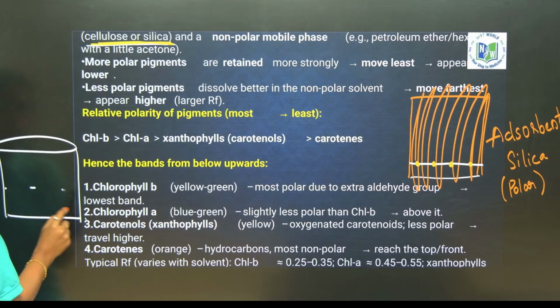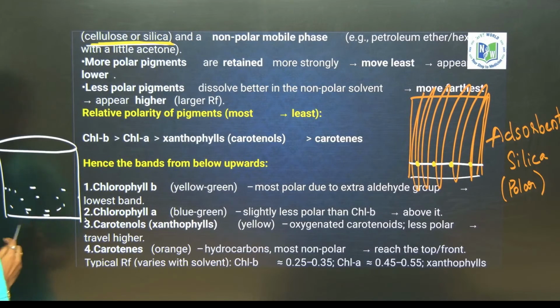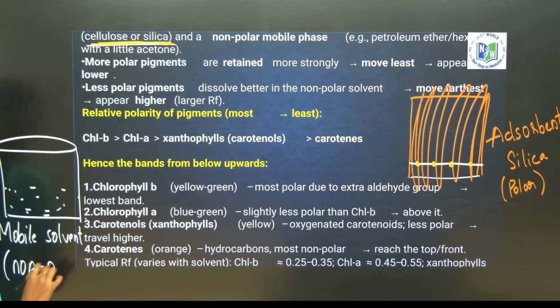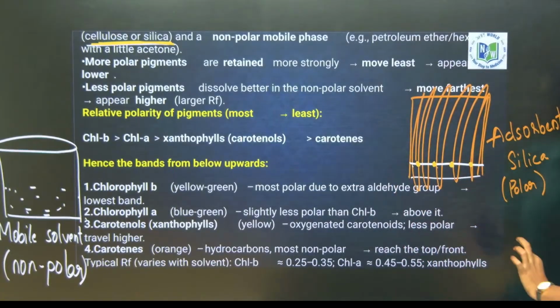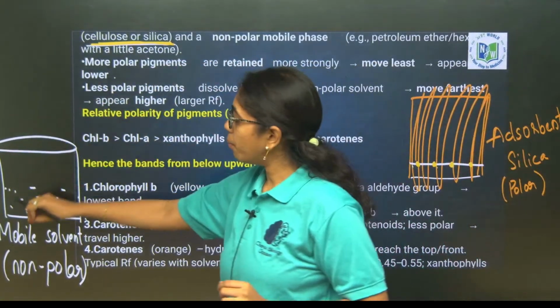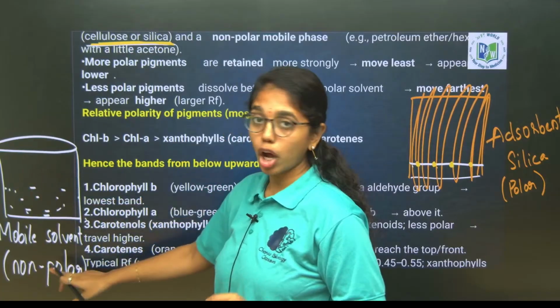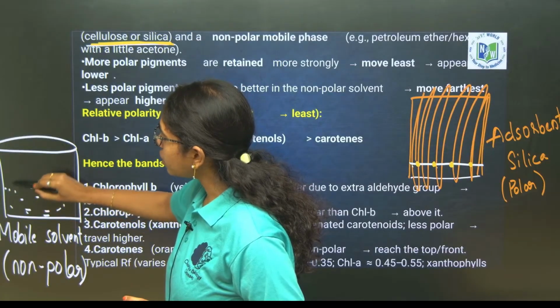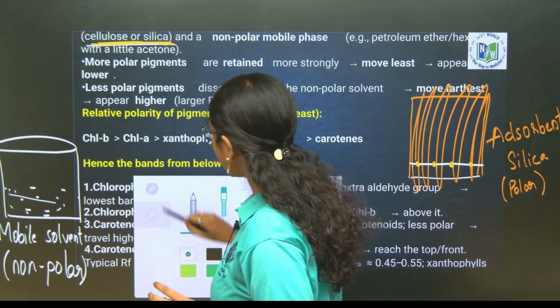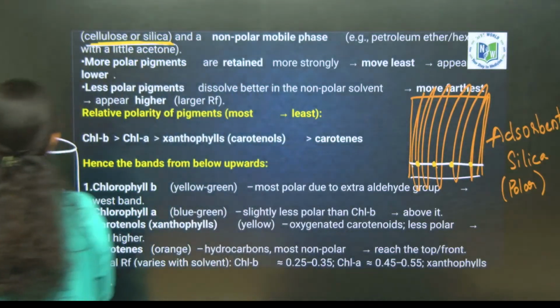So this has a mobile solvent. Mobile solvent is non-polar in nature. Remember that. So when this plate, after spotting the pigments, is placed into a mobile phase which has a non-polar solvent, the mobile solvent slowly starts moving all across the adsorbent towards upwards.